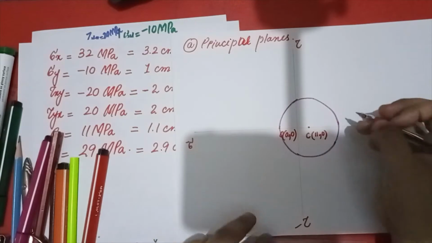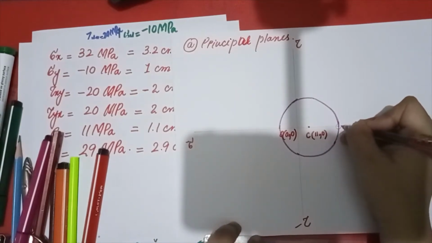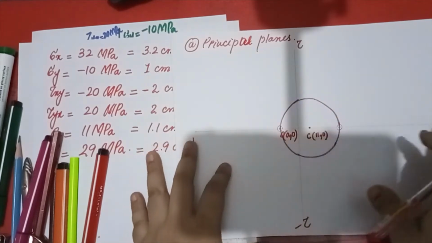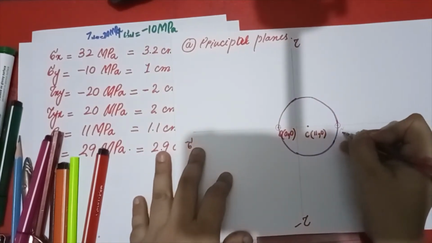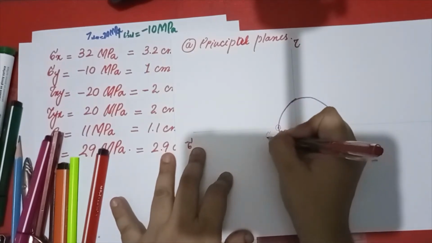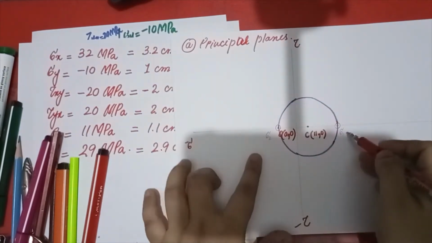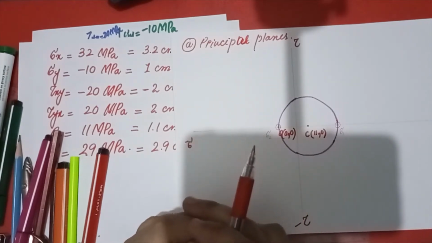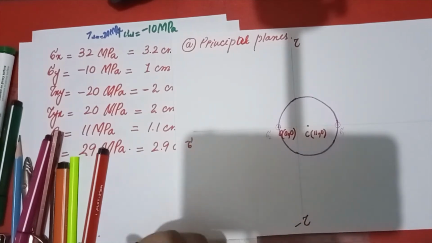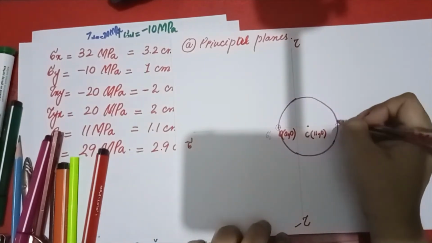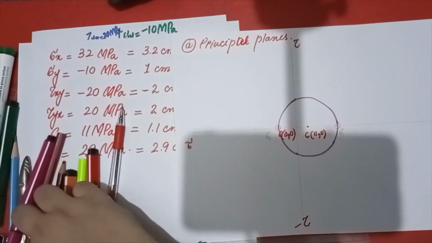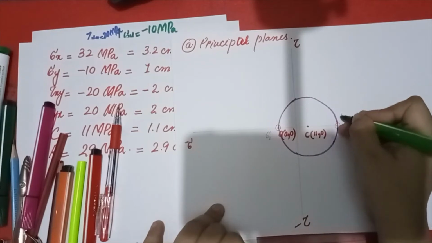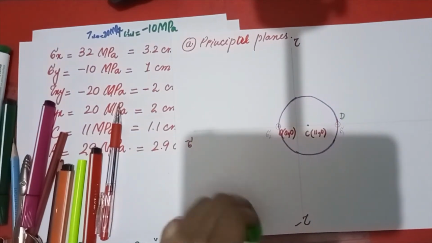Now these are the points where the circle touches. So I can say this is sigma 1 or sigma 2 for the principal planes. I need these two values, and let me tell you how we can find them. For example, I am saying this point is D, and this is point E.